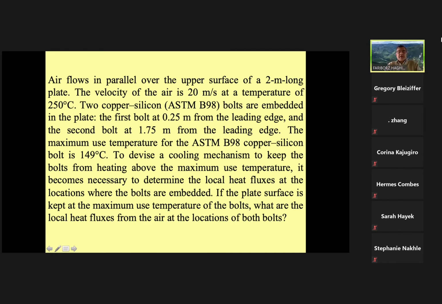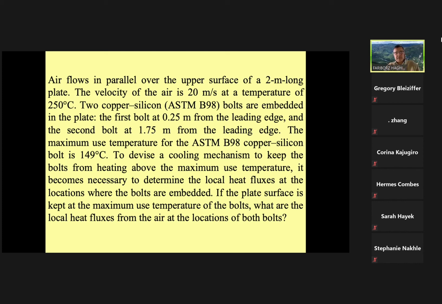Therefore, it mentions airflow parallel to a plate, so that could be chapter 6 or chapter 7. The velocity of the air is given, 20 meters per second, and the temperature of the air is given, 250. Now we have two copper silicon bolts embedded in the plate. The location of the first one is 25 centimeters from the beginning, and the second one is 1.75 meters from the beginning.